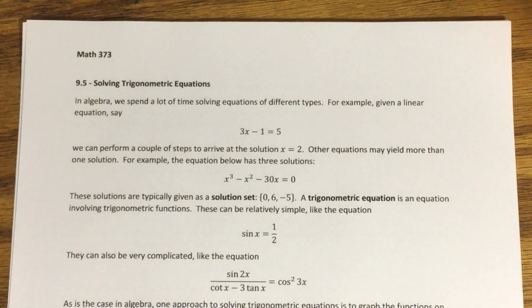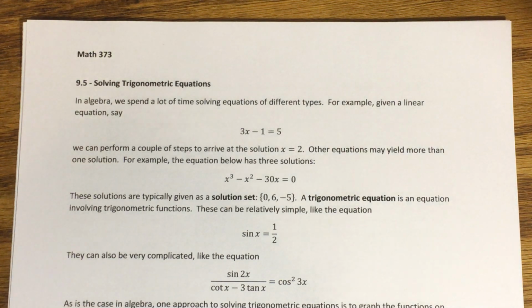All right, so now we are at the end of Chapter 9, looking at Section 9.5, where we're no longer focused on just dealing with trigonometric identities, but instead we are solving trigonometric equations. And a lot of the work that we've done up until this point in Chapter 9 will actually help with this process of solving equations.